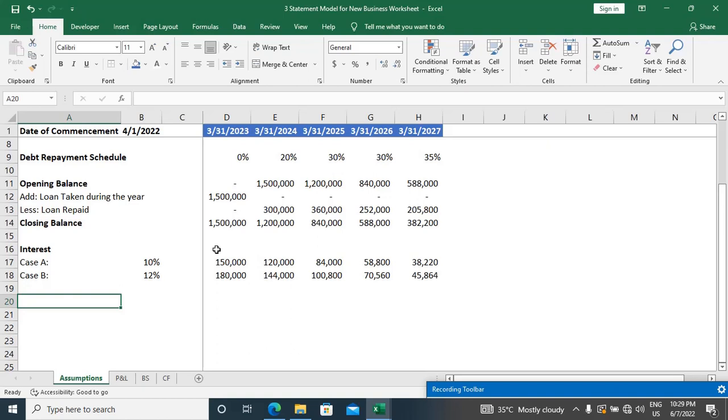Now we will add one particular thing, although we won't be able to work on it right now, but still we will do it. So what is this? Interest coverage ratio.